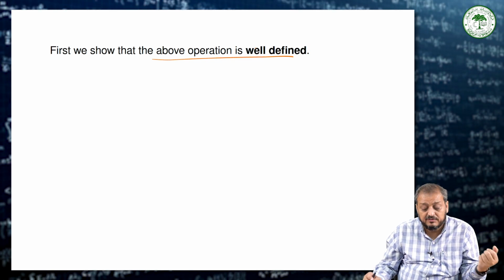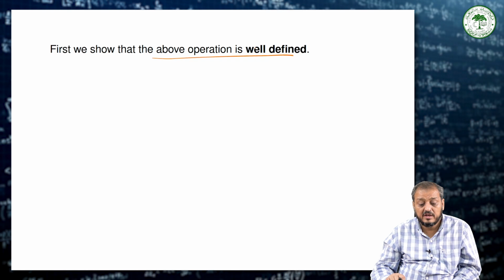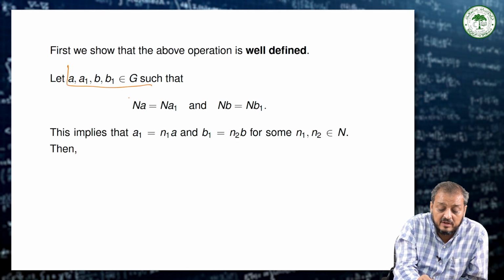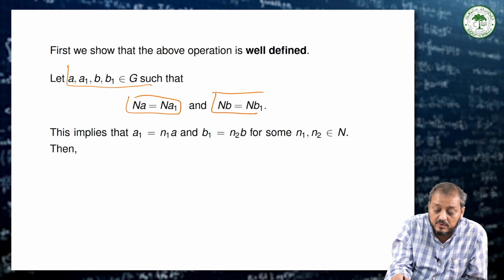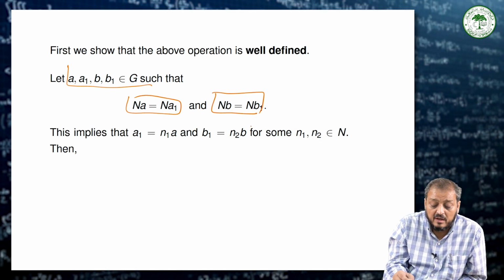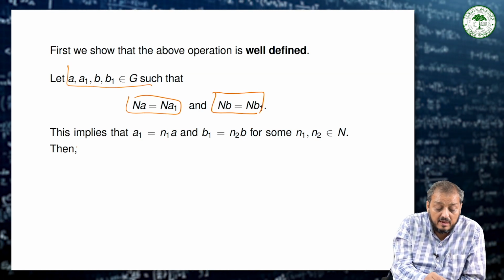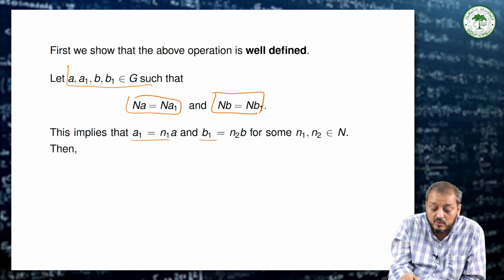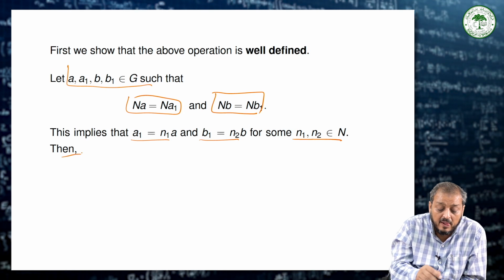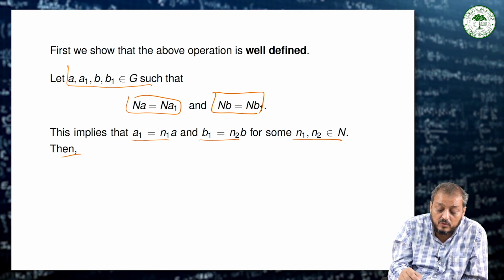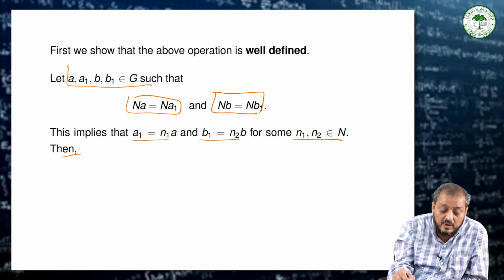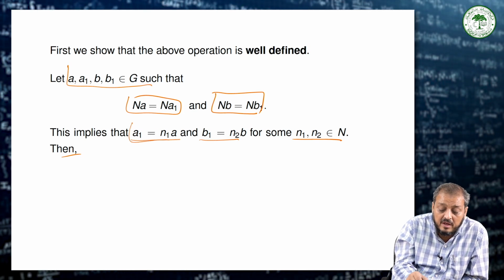So for well-definedness we take a1, b1 as elements of G, and then Na = Na1, Nb = Nb1. Now we try to show that a1 = n1a and b1 = n2b, for some n1, n2 belonging to N. So Na = Na1 and Nb = Nb1 should imply that a1 = n1a for some n1.